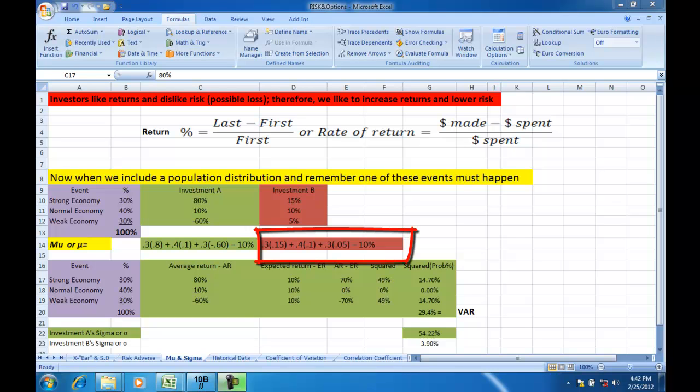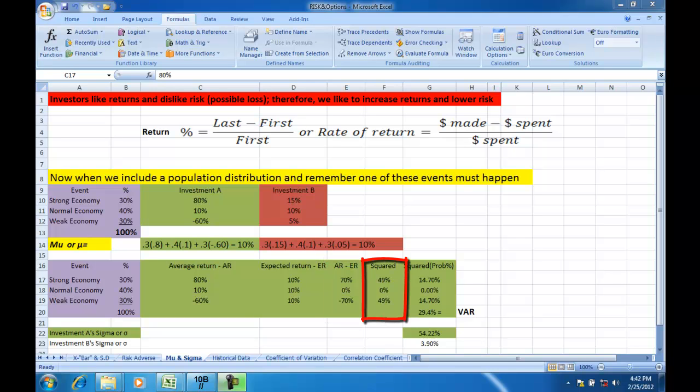Now let's go ahead and calculate its sigma, which, if this was not in a population, it would be its standard deviation. We start here with its returns of 80%, 10%, and negative 60%, and its expected return of 10%. And we subtract the 10% from the 80%, and we get 70% here. And I do it again for 10 minus 10 is 0, and negative 60 minus 10 is a negative 70.